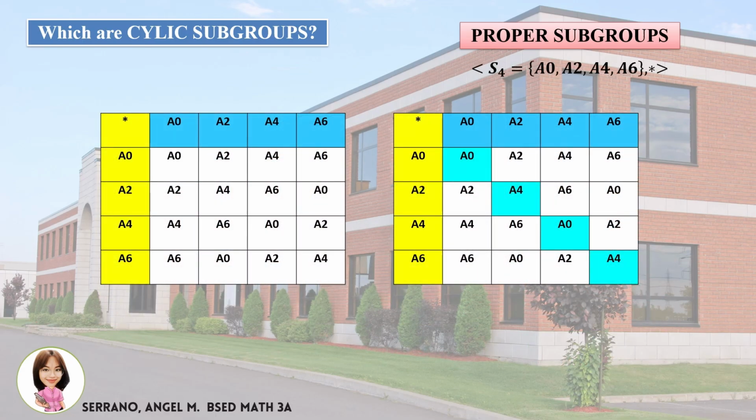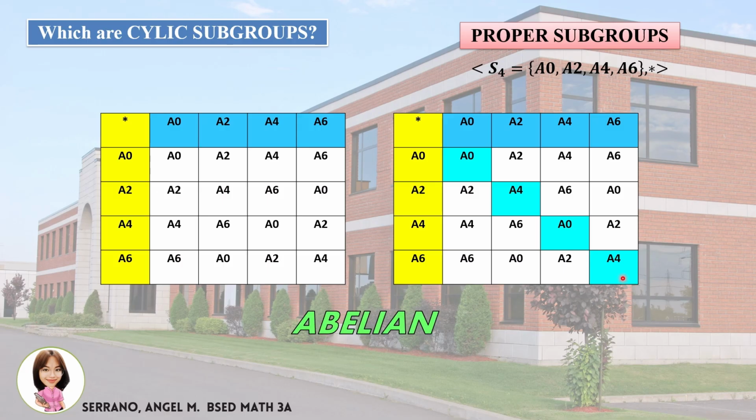Next, let's have the group of S sub 4, which contains the elements A0, A2, A4, A6 under binary operation star. So first, let's classify if its table is abelian. As you can see here on the second table, we have highlighted the diagonal of the table, and as you observe, all the elements in the table mirror each other across the diagonal. So we can see here that S sub 4 is abelian.